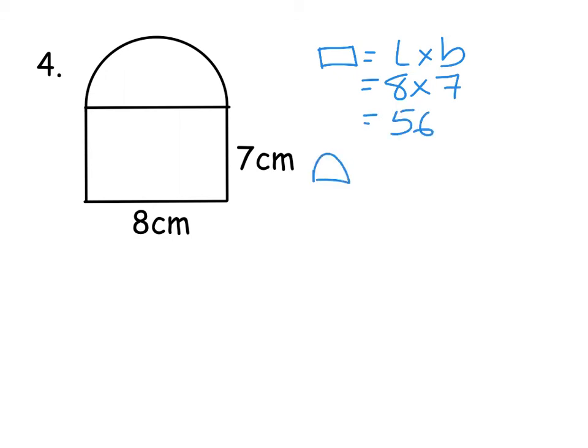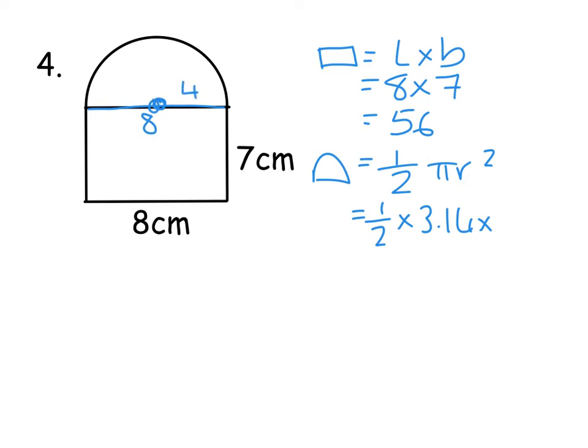Our semicircle, I'm just going to draw that. It's quicker than writing it. Our semicircle is a half pi r squared, which will be a half times 3.14 times, now what's my radius? If the base of the rectangle is 8, that means the top of the rectangle is 8. So my diameter is 8, I need half of that, I need 4. So my radius is 4. When we type that in, we get an answer of 25.12.